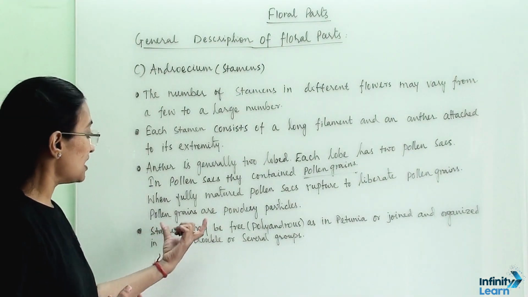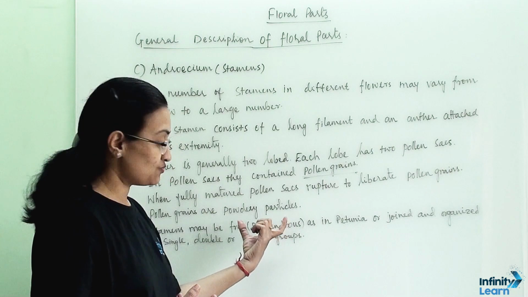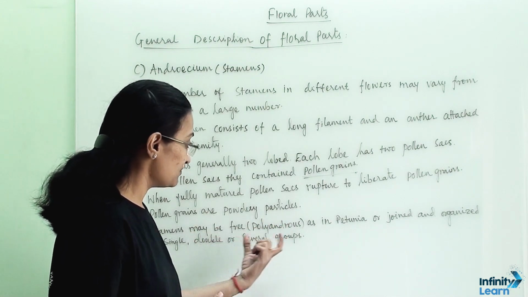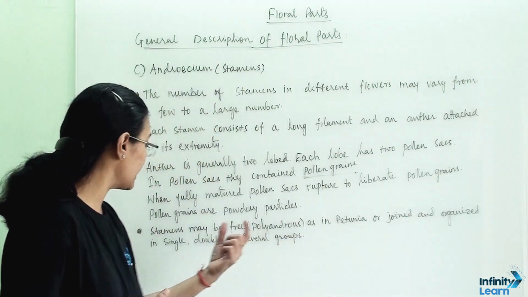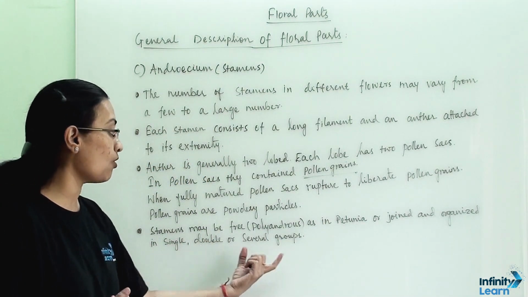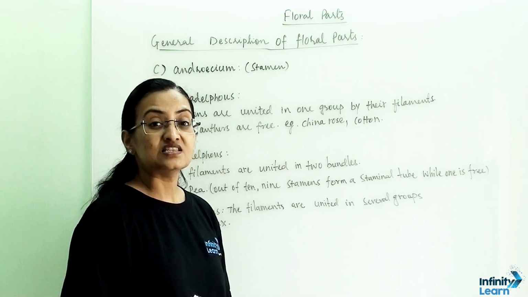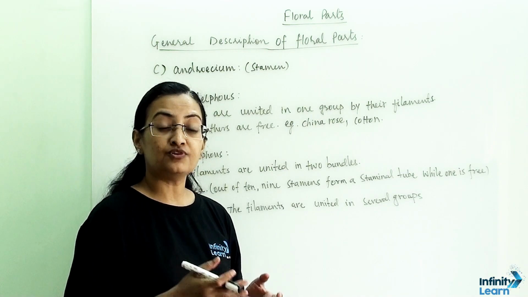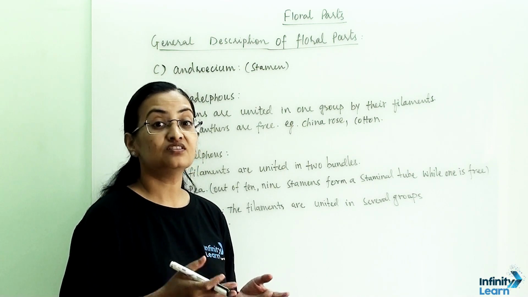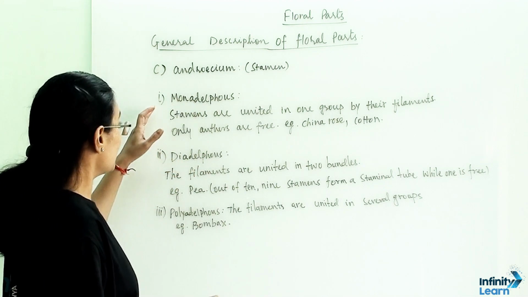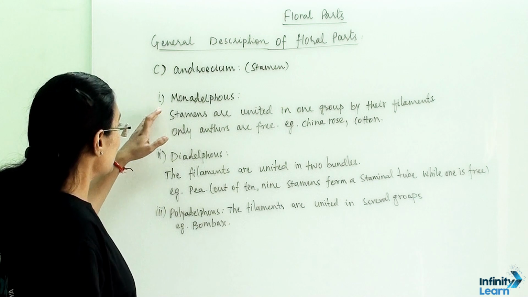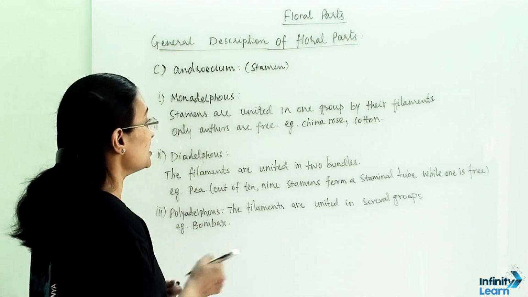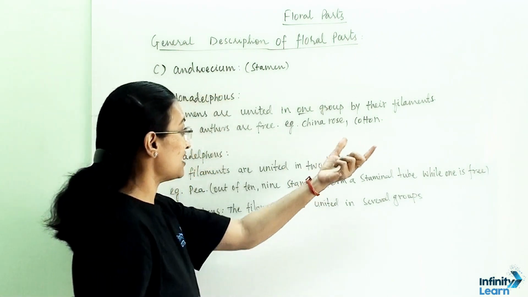So stamen may be free. They are known as polyandrous where they are free, as in petunia, or they are joined and organized in a single, double or several groups. When stamen are in a different group, we are referring them with different names: Monodelphous, Diadelphous, and polyadelphous. Monodelphous stamen are united in one group by their filament.